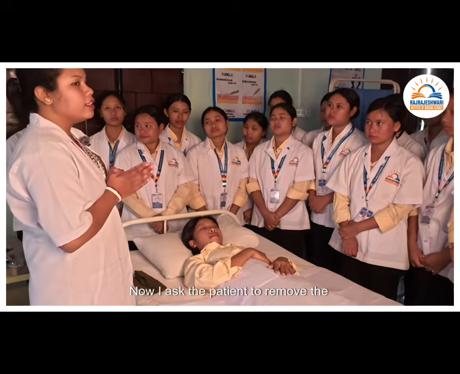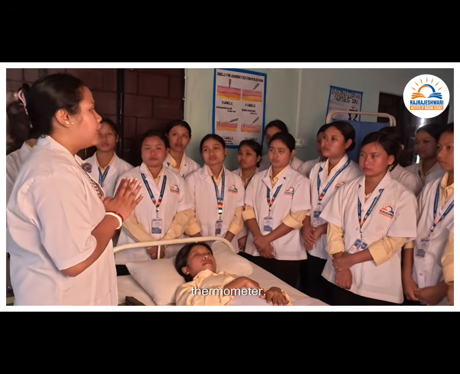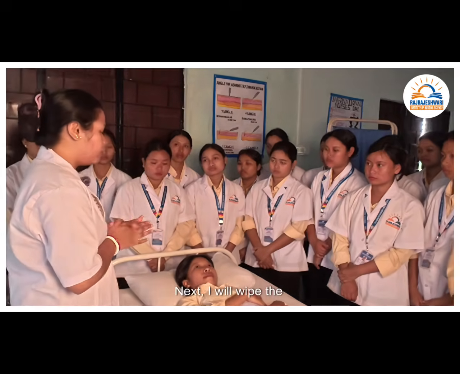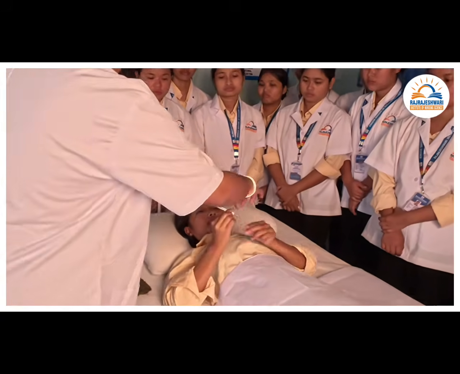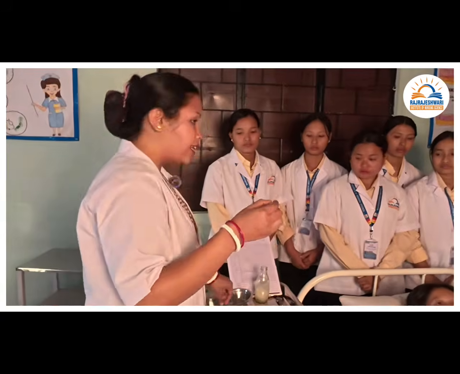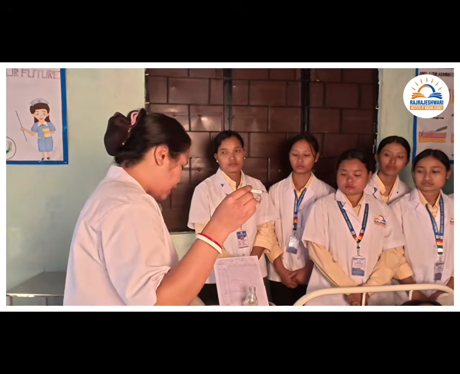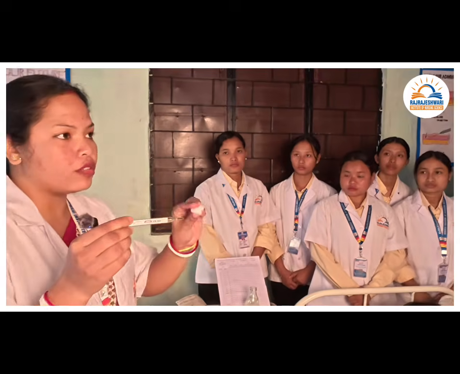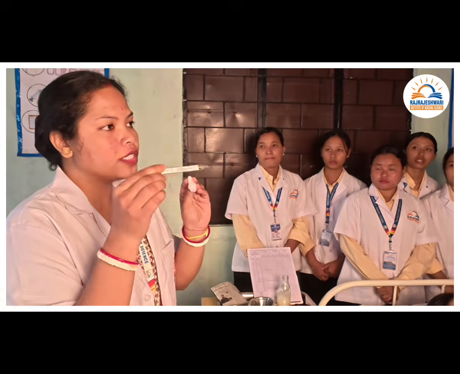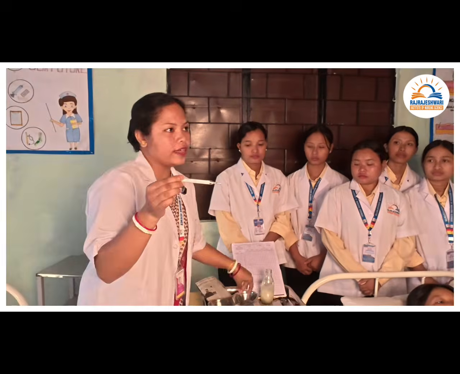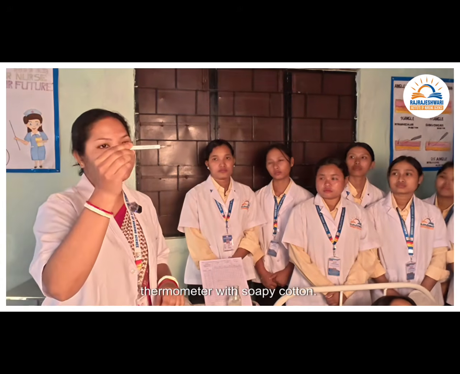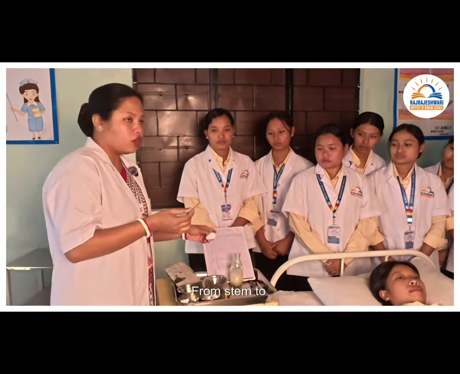Now I ask the patient to remove the thermometer. Next, I will wipe the thermometer with a wet swab lightly from stem to bulb. Then I will read the mercury level. Then I will clean the thermometer with soapy cotton from stem to bulb.